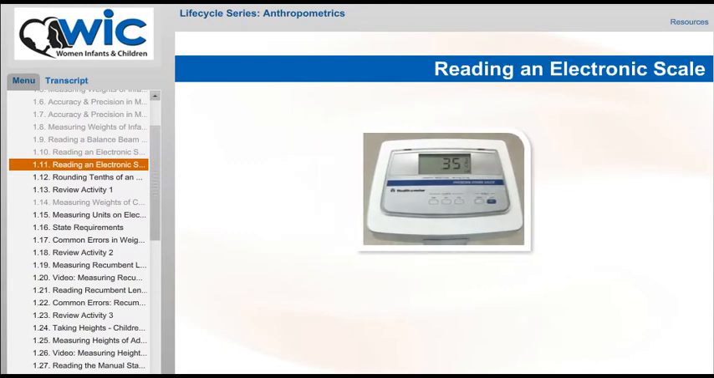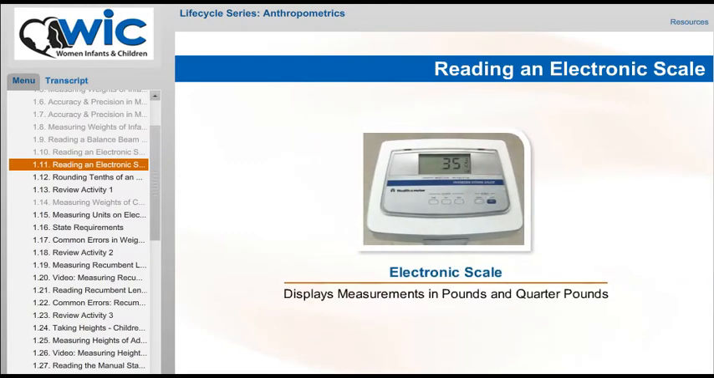Now, take a look at this image. Here's another variation of an electronic scale. This scale displays measurements in pounds and quarter pounds. Here, this child weighs, you got it, 35 3/4 pounds.